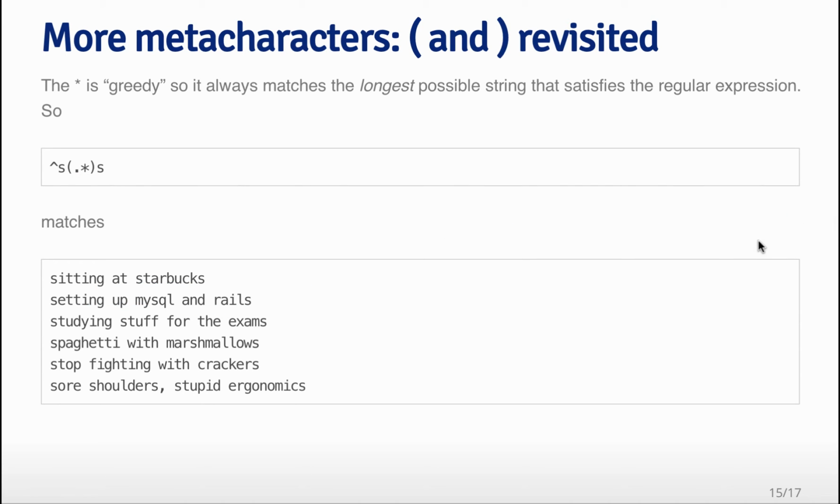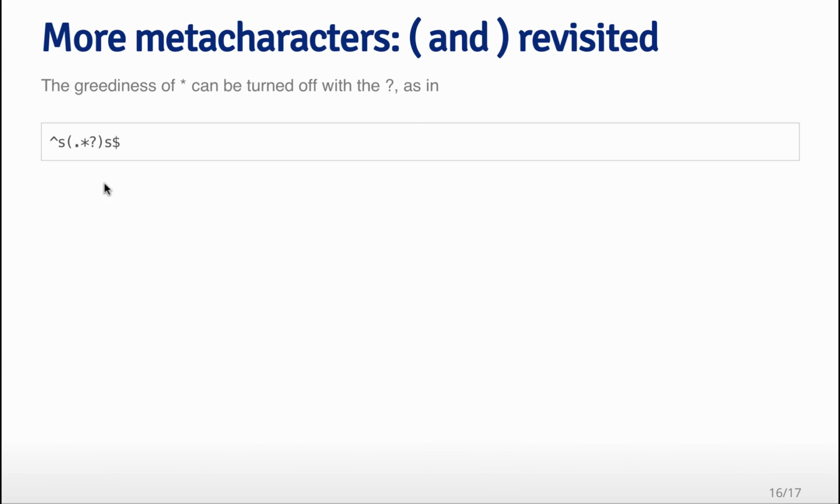If we want to make it less greedy, then we can use this question mark to change the greediness of the star. So now we start with the S. Now we follow up with some smaller number of characters. It's not going to try to find the maximum length of the string, followed by something with an S at the end of the string.